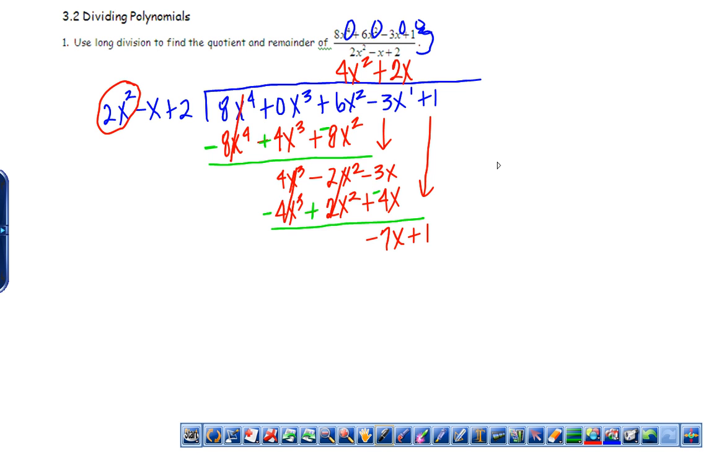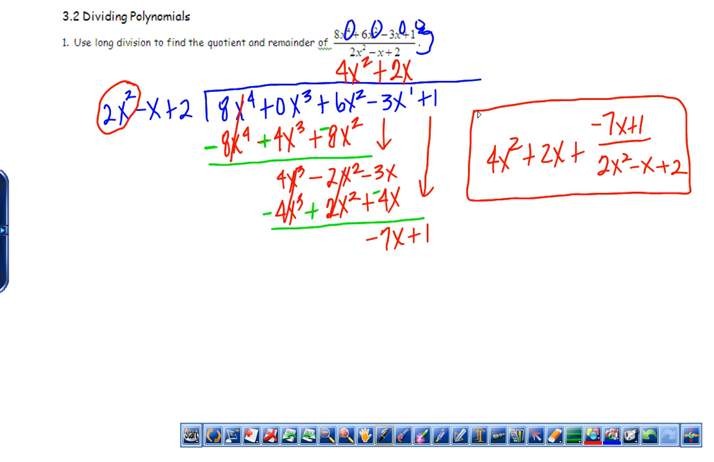I'm going to bring this down, so this is 4x squared plus 2x. Bring your remainder, so this is negative 7x plus 1, and you put it over what you divided. So this is 2x squared minus x, and this is plus 2. And that is your entire answer.